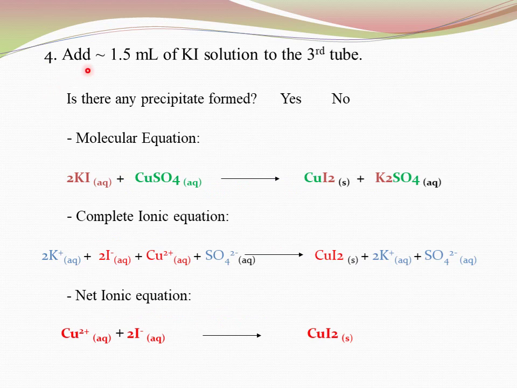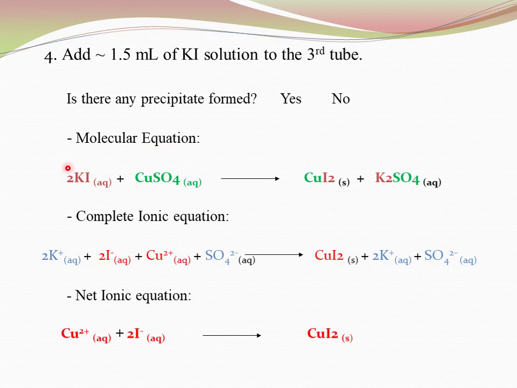In test tube number 3, add approximately 1.5 ml potassium iodide. So reaction number 3 is between potassium iodide and copper sulfate. Is there any precipitate, yes or no? The molecular equation shows again molecular formulas.